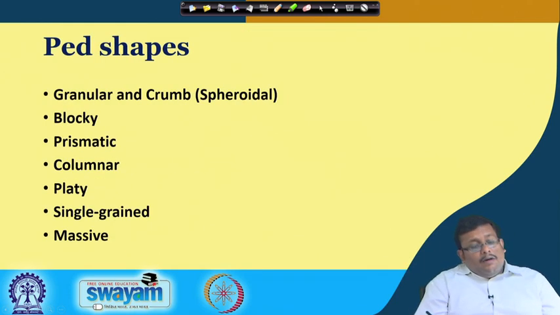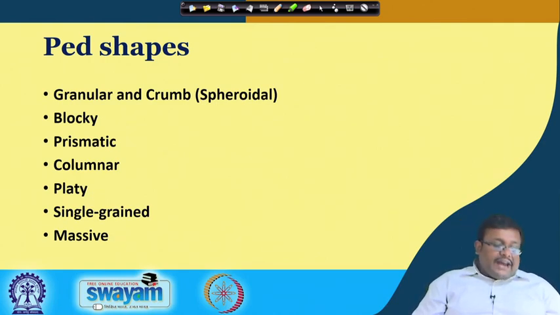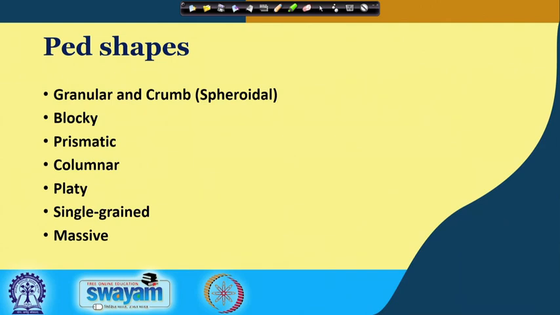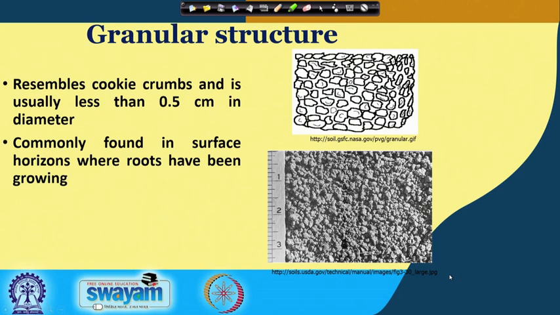Now, what are the different shapes of the peds? So, types of soil structure basically depend on the shapes of different peds. So, ped shapes are differentiated into granular and crumb, and we collectively call them spheroidal structure, and blocky structure, prismatic structure, columnar, platy, single grained and massive. So, let us see them one by one. Let us start with the granular structure.